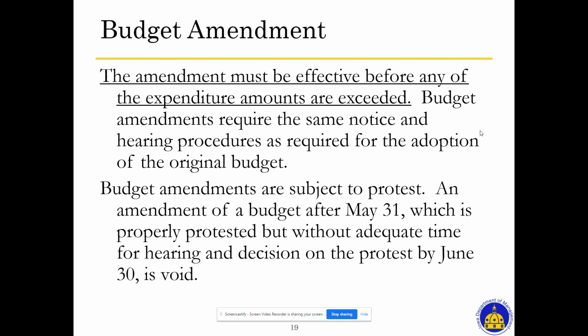But keep in mind that an amendment of a budget after May 31st, which is properly protested, might not leave enough time to hold that local hearing by the state appeal board. If you can't get that all done by June 30th, then your amendment itself is void. So you can amend at any time during the current year. But if you get right up to the end of the year and you are after May 31st, you do your amendment, but someone protests, there's very likely not going to be enough time to actually hold a protest hearing and have the state appeal board render a decision before the end of the fiscal year. So therefore, your amendment would be void.